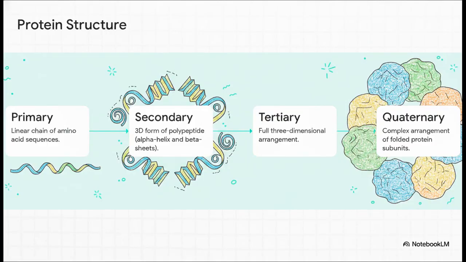Because a straight string of amino acids isn't a machine yet, it needs to fold into a specific shape. There are 4 progressive steps to protein structure. Step 1 is primary, that simple linear chain we just discussed. Step 2 is secondary. The chain starts to coil into alpha helices or fold into beta-pleated sheets, stabilized by hydrogen bonds. Step 3 is tertiary. The entire chain folds into a complex, fully functional 3-dimensional arrangement. And step 4, quaternary, happens when multiple folded protein subunits come together to form one giant supercomplex. It is literally molecular origami on an epic scale.